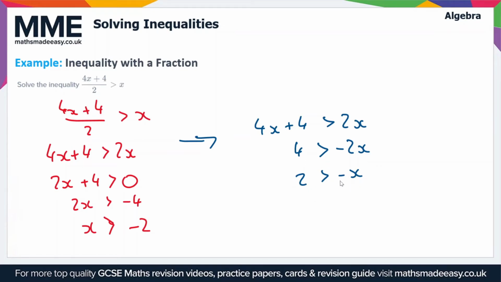So let's say we multiply by -1. Multiplying or dividing by -1 will give you the same thing. So we're going to get -2 here. Remember, we have to flip the inequality. So we get -2 is less than x.